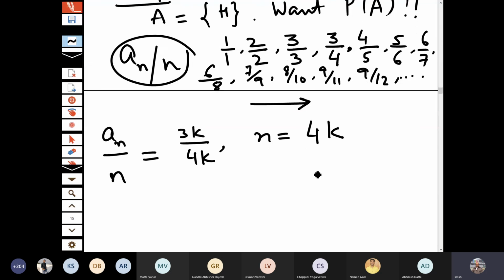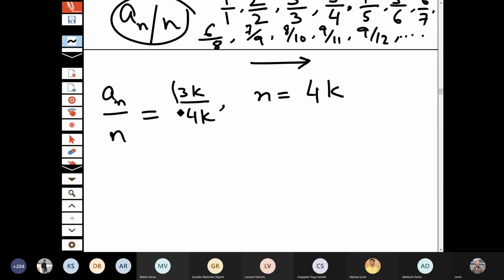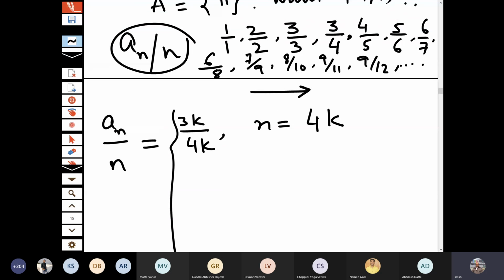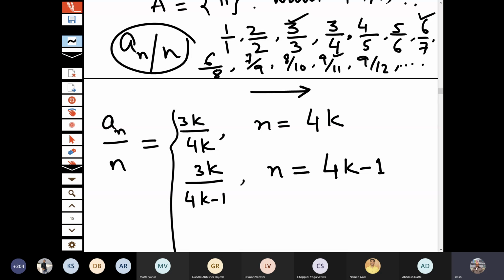So the number a_n by n is actually of the form 3k/4k. Now if we look at one before that, then what is the number? It is 3k over 4k minus 1. So for example, if you look at this one, this one, this one, then it is 4k minus 1 in the denominator, and you have 3k. So if n is of the form 4k minus 1.